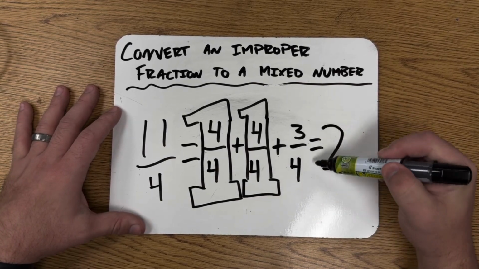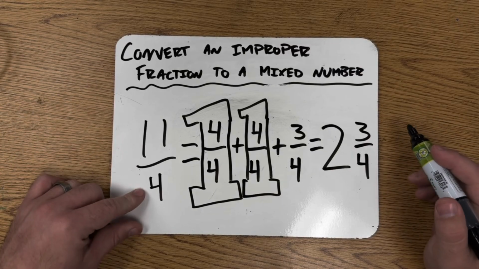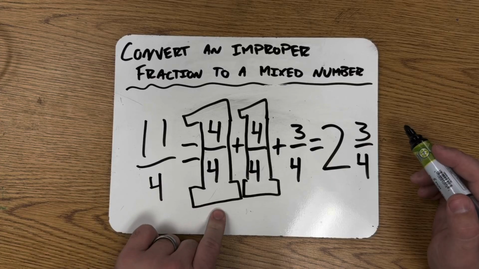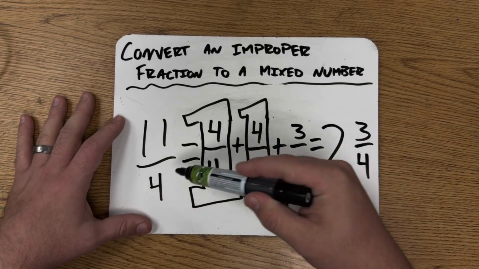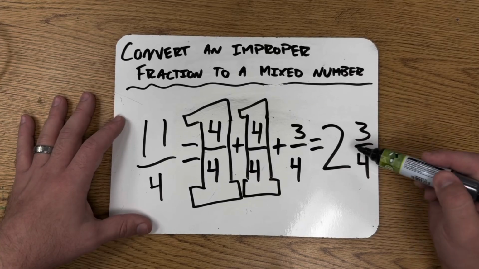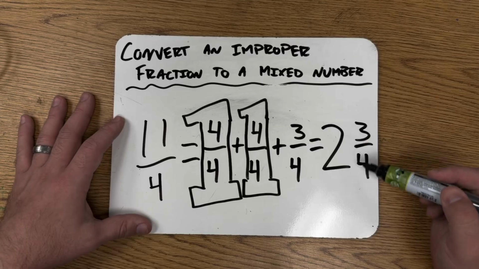What is my fraction remaining? 3 fourths. So 11 fourths is the same as 4 fourths plus 4 fourths plus 3 fourths, or 11 fourths is the same as 2 and 3 fourths, 2 wholes and 3 fourths remaining.